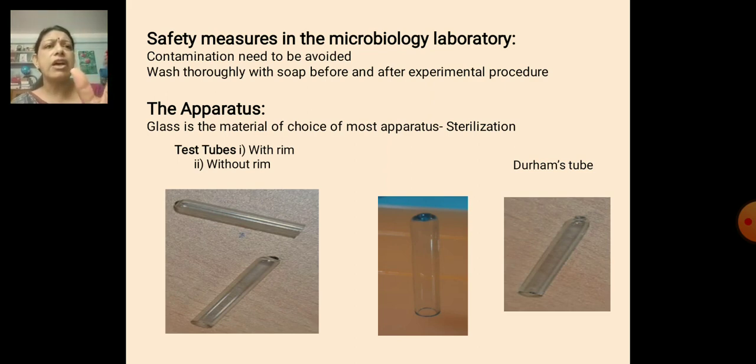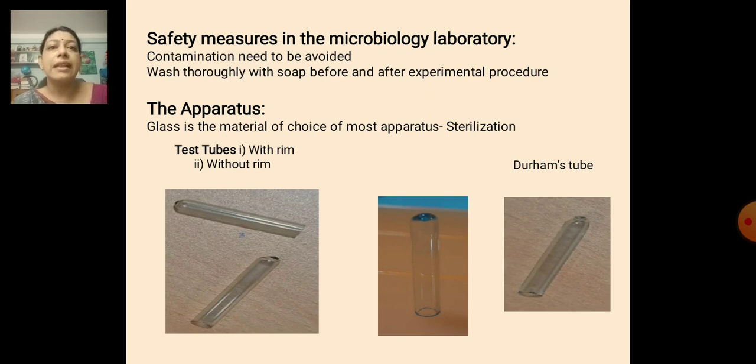It is around 5 to 6 centimeters in length and a very narrow tube. We also call it the fermentation tube, and this tube is used to check the fermentation of a microorganism. Suppose any microorganism undergoes a fermentation reaction.